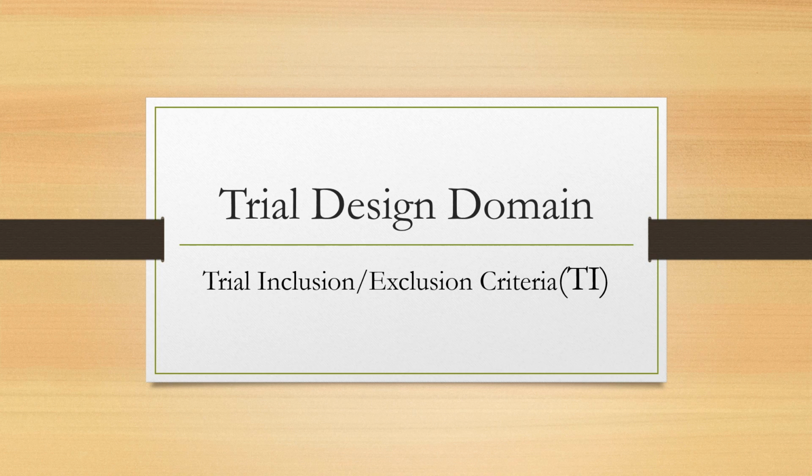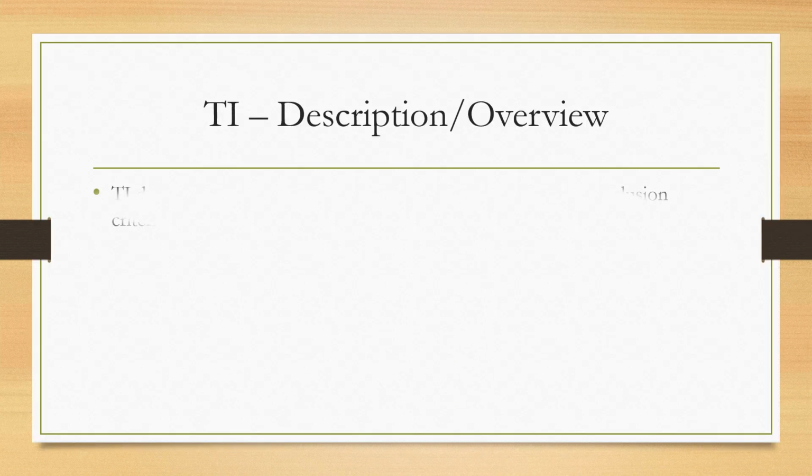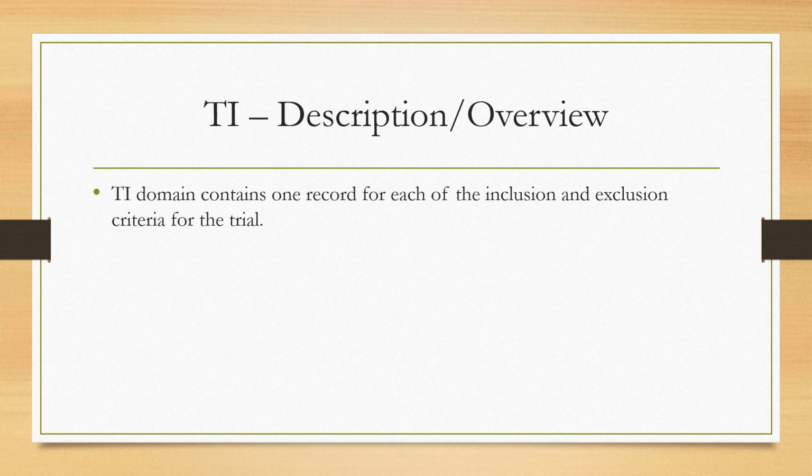Today I will be talking about one of the trial design domains, that is the TI domain. The TI domain contains all the inclusion and exclusion criteria for the trial and thus provides information that may not be present in the subject level data on inclusion and exclusion criteria. The I domain, that is the inclusion exclusion criteria not met, contains records only for inclusion and exclusion criteria that are not met by the subject.